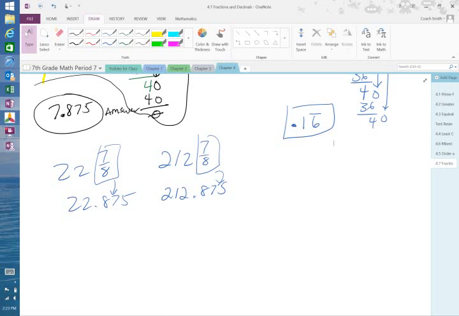I want you to do this one on your own. Five over 18. Trinity? A line over the 6, not a line over the top. Nothing, because there was not a whole number in front of the fraction. There has to be a whole number in front of the fraction for there to be a number in front of the decimal.